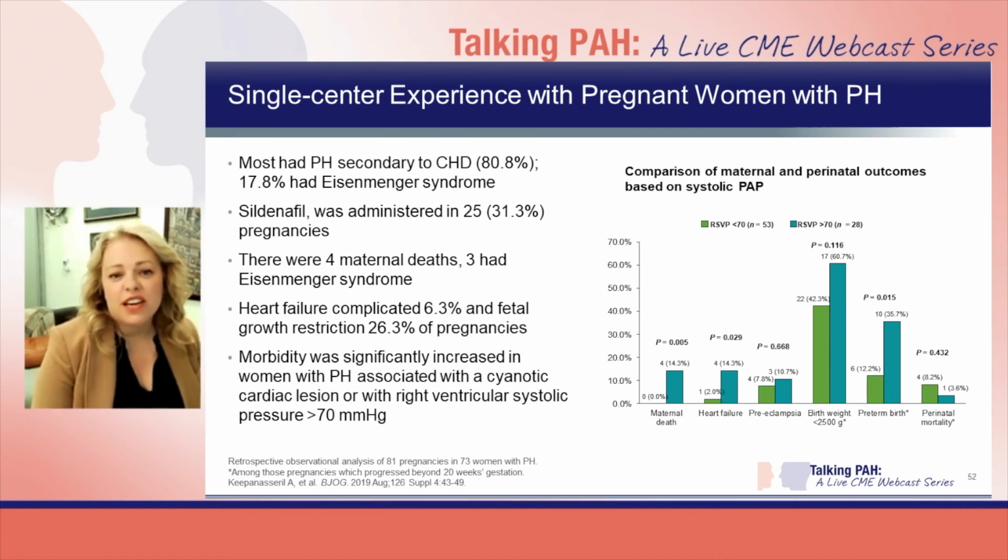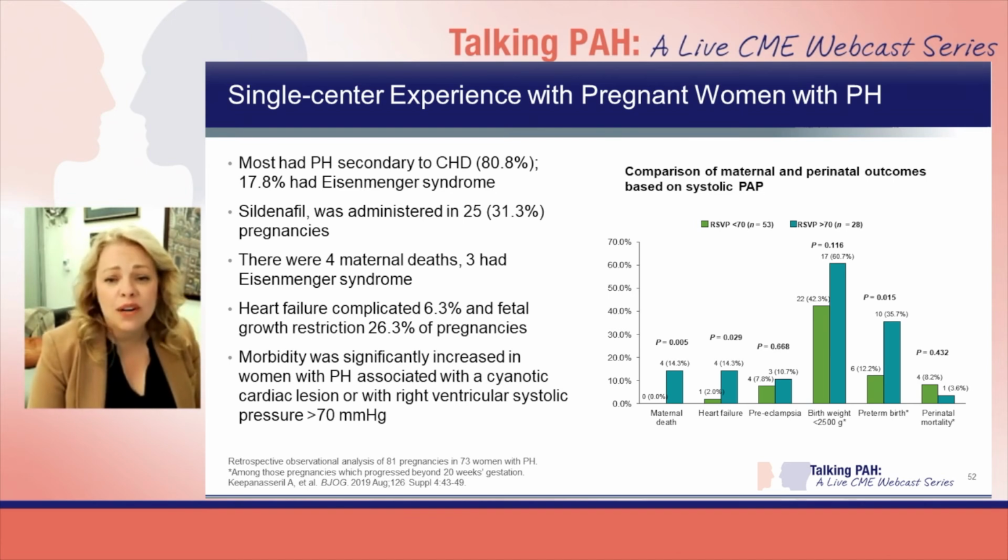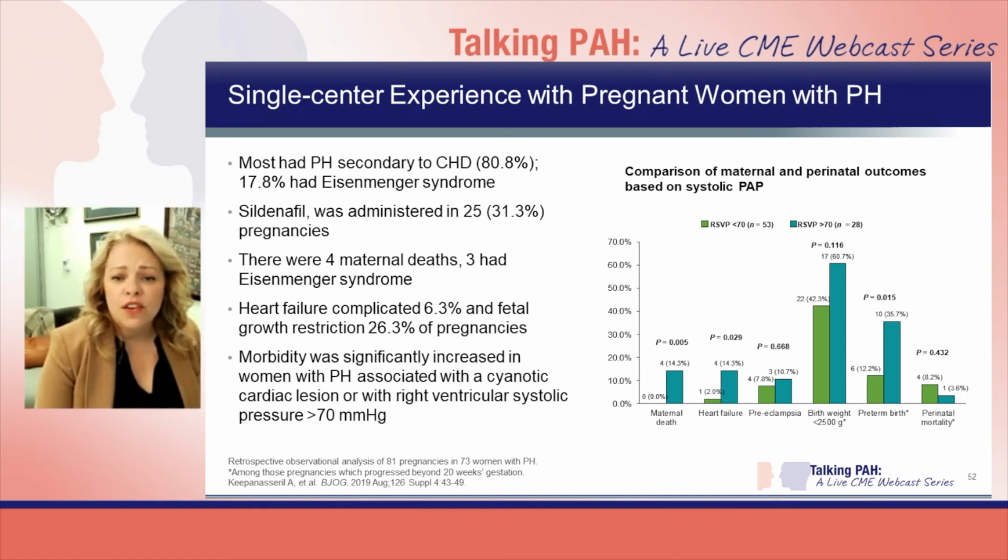This is another study looking at patients, most of whom had PH secondary to congenital heart disease. As I already mentioned, those patients are particularly complicated because now you have to deal with a shunt. 17.8% of those patients had Eisenmenger syndrome. Sildenafil was used in 31% of the pregnancies. There were 4 maternal deaths, and 3 of the 4 had Eisenmengers. Heart failure complicated 6%, and fetal growth restriction a little over a quarter.